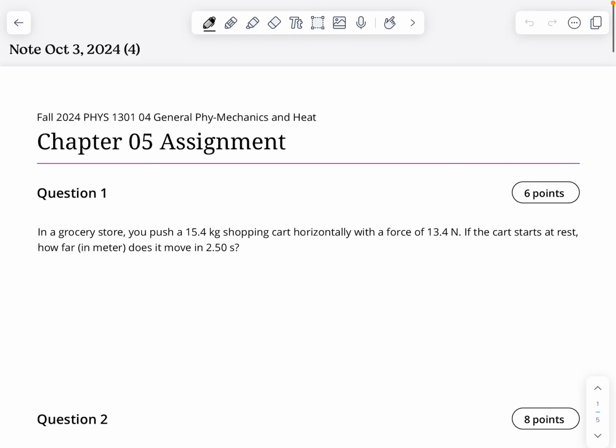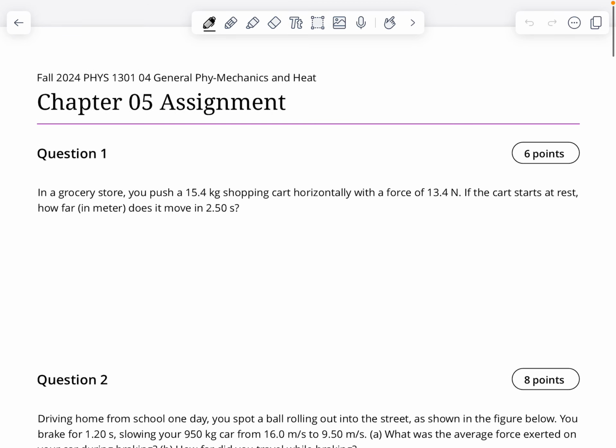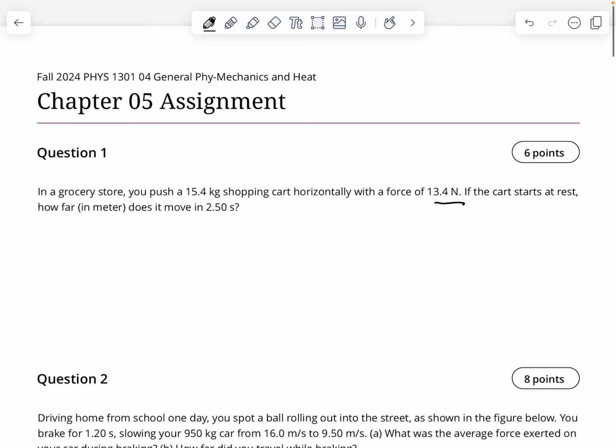Okay, so this is chapter 5 assignments. In a grocery store, you push a 15.4 kg shopping cart horizontally with the force of 13.4 Newton. If the cart starts at rest, how far does it move in 2.5 seconds?